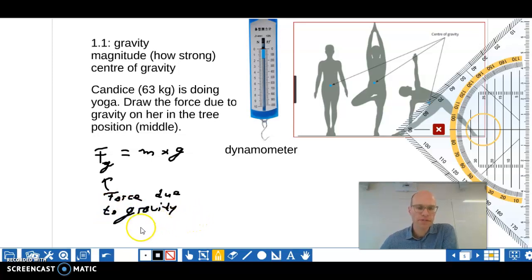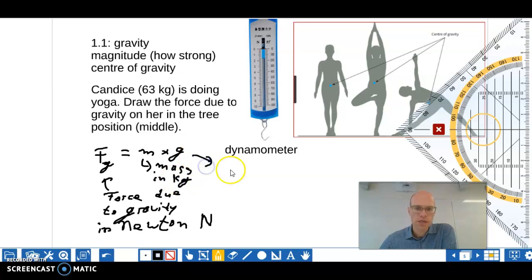And the force due to gravity is in newtons, as all forces are. And newton, if we have an abbreviation, is a capital N. The small m is the mass, and the mass is in kilograms. Mass is always in kilograms, and g is always 9.8 on Earth. So, that's something you need to remember, that g is always 9.8.